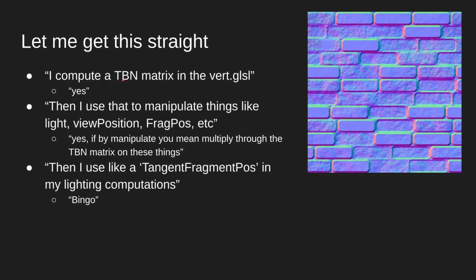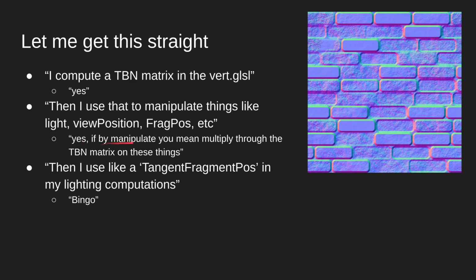So where are you computing the TBN matrix? You're doing this in the vertex.glsl, because this is where we move and orient our geometry, our brick wall that's spinning, or your object file, where you're putting all of your individual vertices. Then you use this TBN matrix to manipulate things like the light, the view position, fragment position.